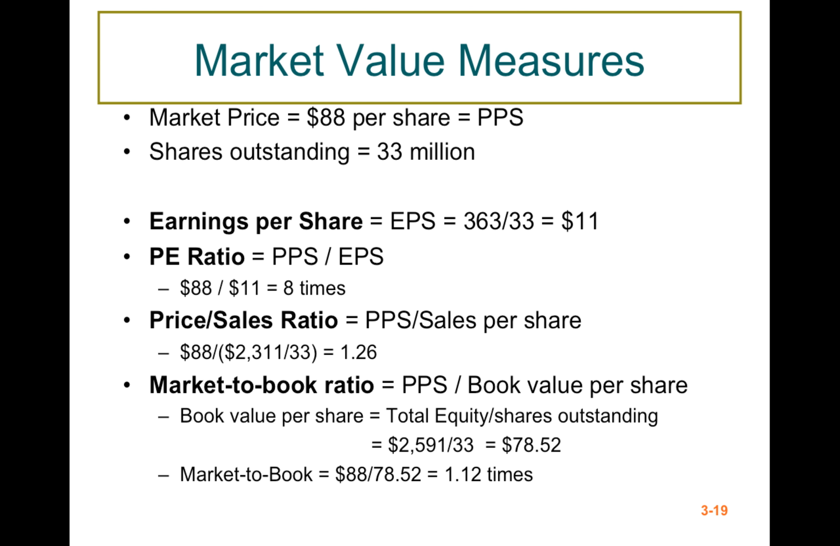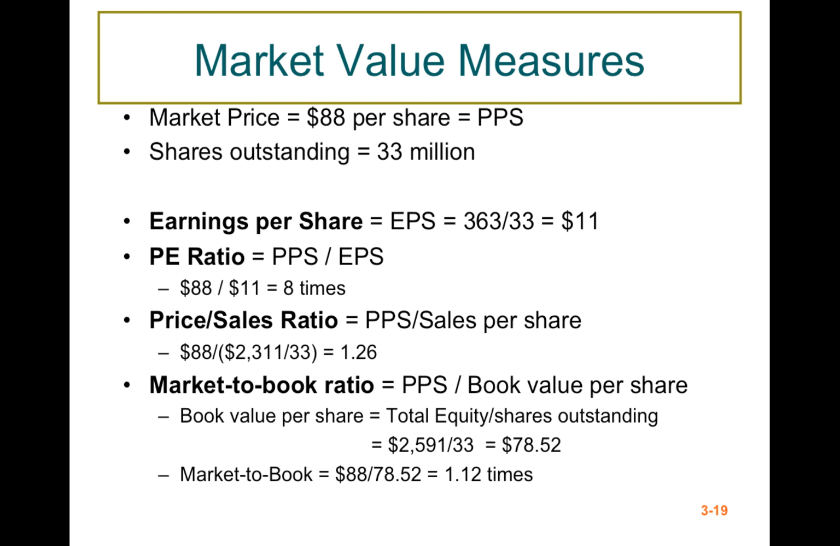Your price to sales ratio, which is looking at your $88 over 23.11 divided by that 33 from your shares outstanding. And then you have your market to book ratio, which is your price per share over the book value per share. And the book value per share is calculated as your total equity, which is $2,591 over your 33 million shares outstanding, which is going to get you the 78.52. Whereas the market to book is going to be your 88 over that 78.52, which is 1.12 times.